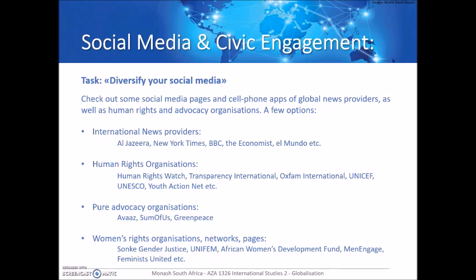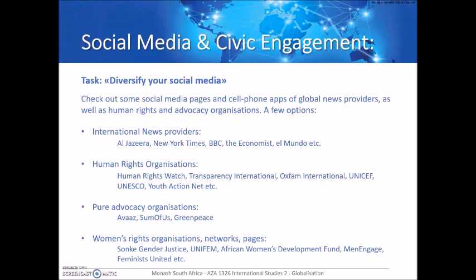You also have some human rights organizations that have apps, or otherwise you can follow them on social media pages. You have Human Rights Watch, Transparency International, Oxfam International, UNICEF, UNESCO, Youth Action Net. It's just a few of them. They all share stories, they share reports, they sometimes share very important information of things that are going on that don't make it into international news, right?